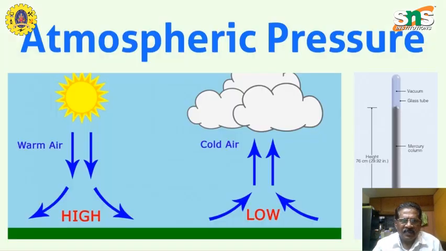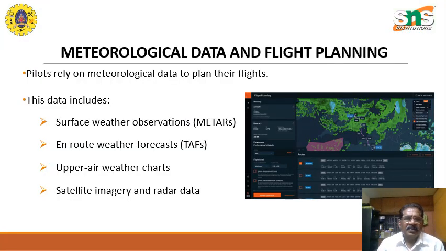they displace. Now here we see how the atmospheric pressure varies with respect to the warm air and the cold air, and the general barometer pressure that is being read as a mercury column rises up to 76 centimeters of height. Now, the meteorological data and the flight planning. Pilots rely on the meteorological data to plan their flights. This data includes the surface weather observations or the METAR, en route weather forecasts, TAF, and upper air weather curves, satellite imagery, and the radar data.